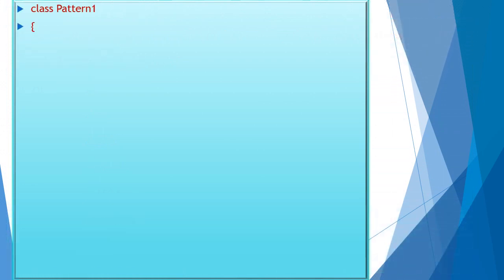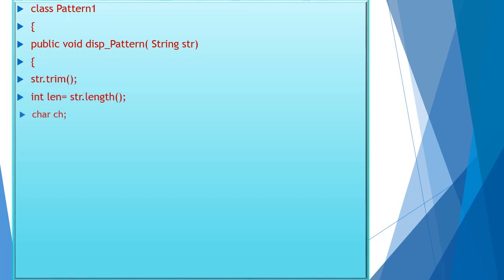Class Pattern1. Pattern1 is the class name. Opening brace of class. Public void disPattern. disPattern is the function name. String str. str is the variable where the string entered by the user is stored. Opening brace of function. Again, trim function for removing the blank spaces from the beginning and end of the string. Length function for finding the number of characters in the string and is stored in the variable len. ch is the variable where each character of the string is stored.